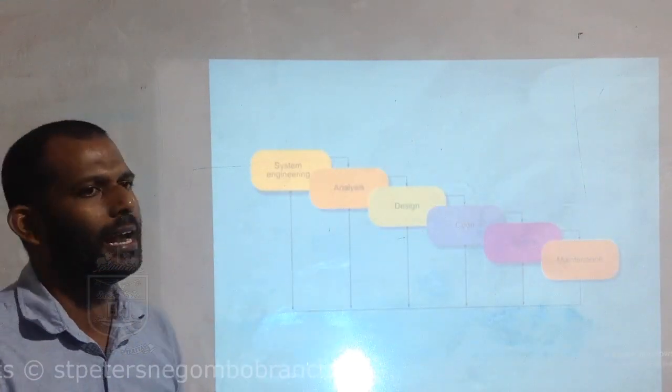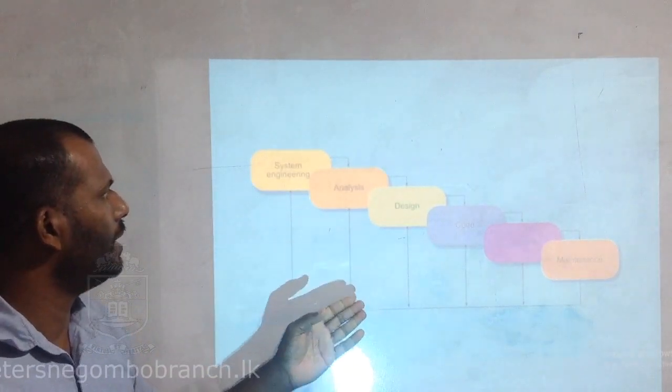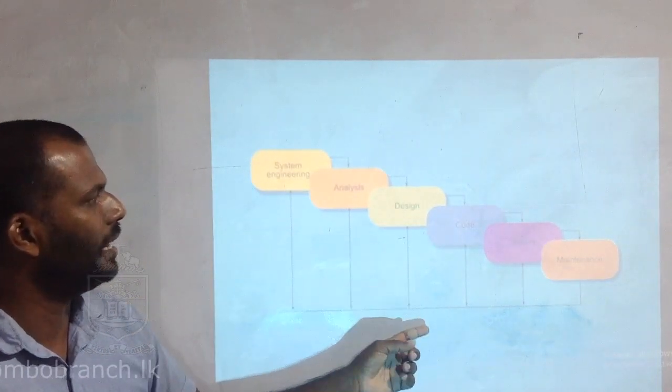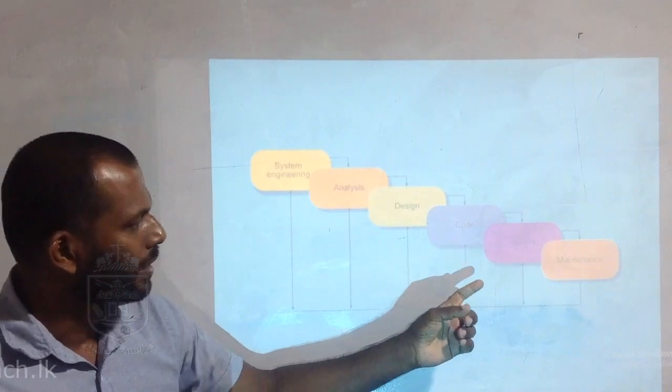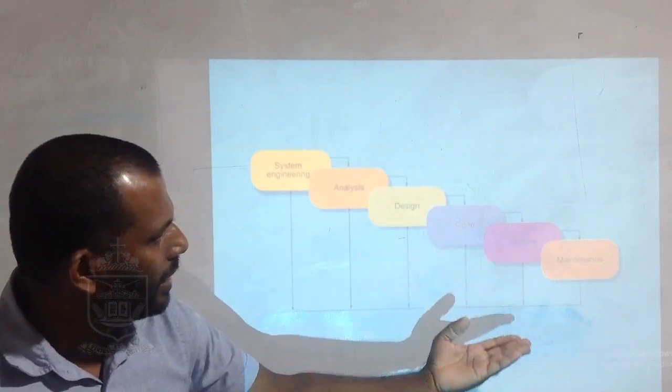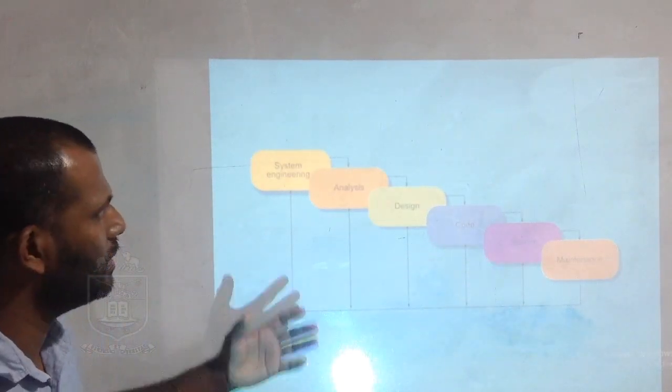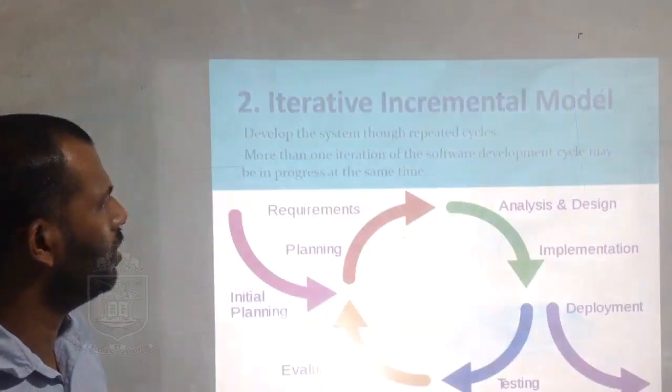Here the hierarchy is given: system engineering, analysis, design, code, testing, and maintenance. This is for the waterfall model.